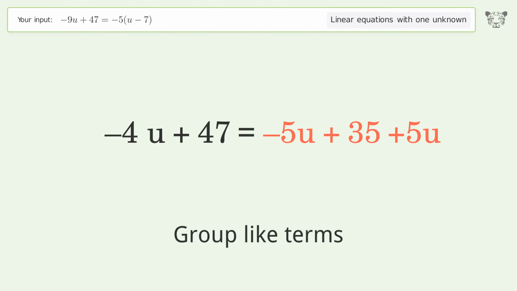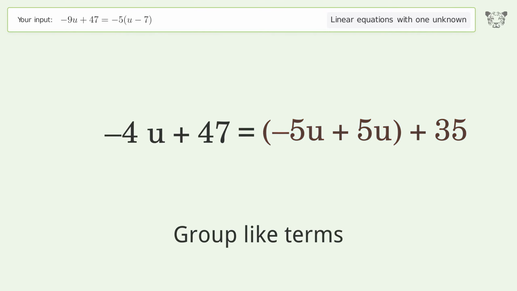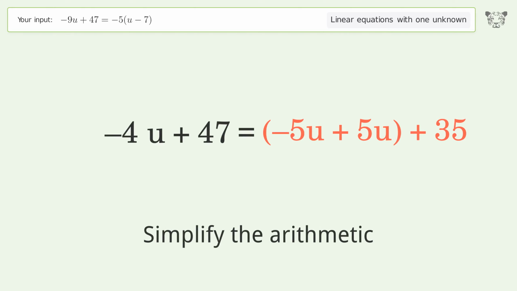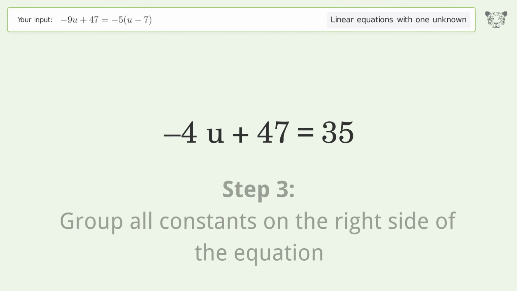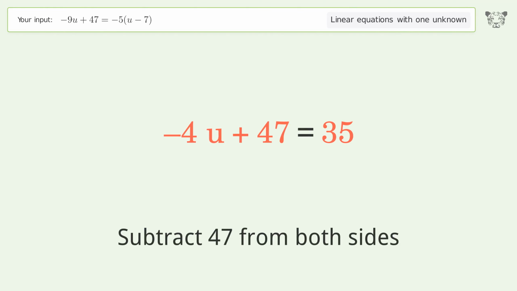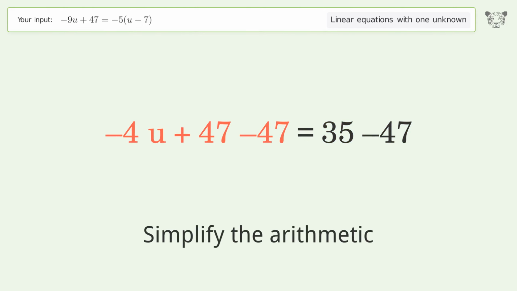Group like terms. Simplify the arithmetic. Group all constants on the right side of the equation. Subtract 47 from both sides. Simplify the arithmetic.